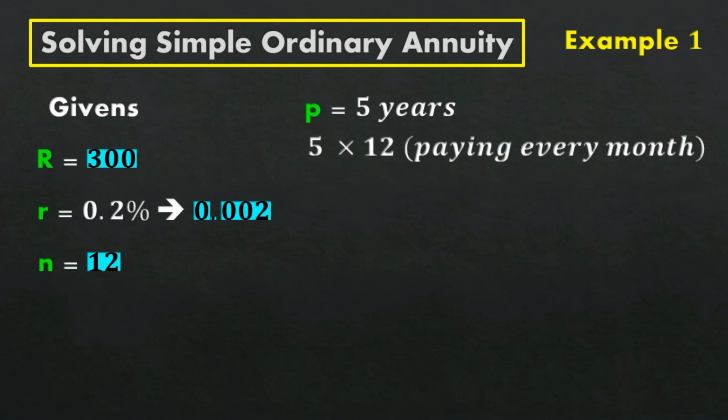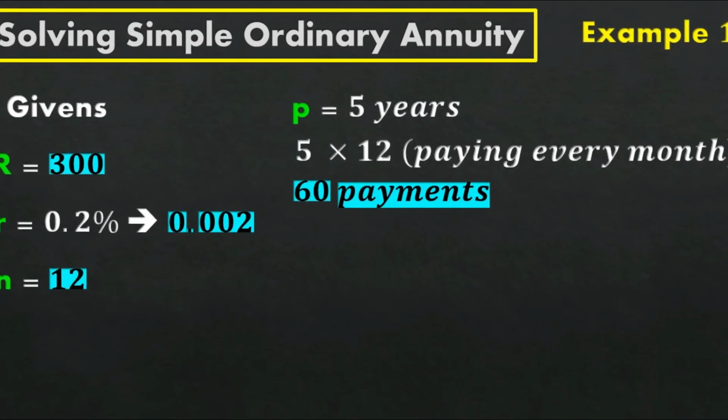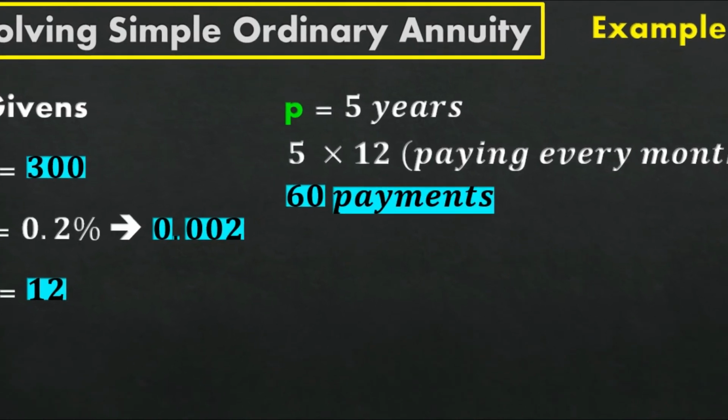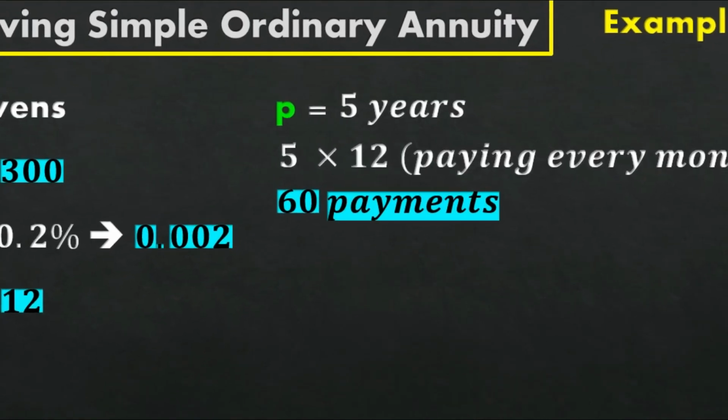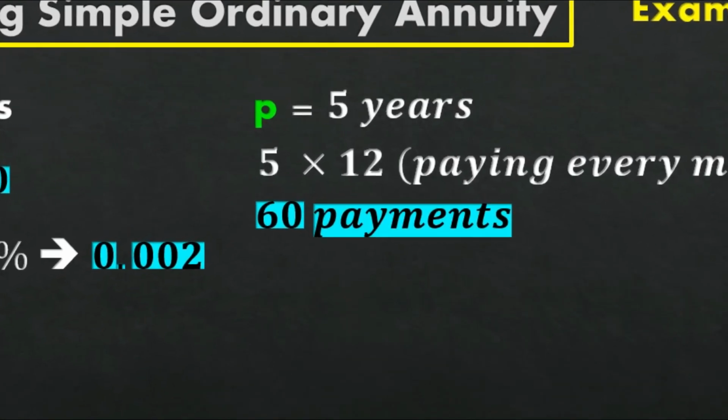Kailangan natin alamin kung ilang piraso yan na payments. So, dahil 5 years siya magbabayad, tapos times 12, kasi paying siya every month. So, that will become 5 times 12 or 60 payments. So, yung P is also same as converting nung sa simple interest nung lesson 1 natin. 'Di ba? Month tapos years. So, gagawin natin, i-convert natin yung years into months para malaman yung total.